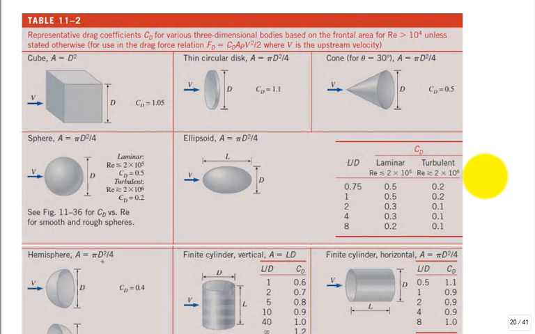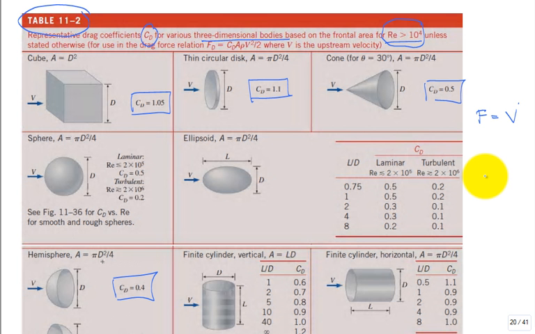So this is a great table. I wish I had more time to walk through every item in this table. I encourage you to walk through every item in this table. Here are some representative drag coefficients, C sub D's, for various three-dimensional bodies based on the frontal area for a Reynolds number greater than 10 to the fourth unless otherwise stated. Why do they say that? Because they're just going to give you one value of C sub D. What are they really telling you when they say it's one value of C sub D? Well, it's for fast flow. It's for Reynolds number independent flow. And so in these cases, the drag forces are always proportional to the velocity squared. And that drag coefficient comes in the equation.